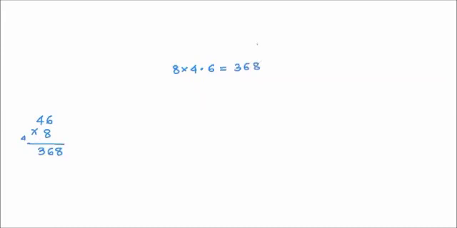Now we will calculate the number of digits after decimal points. Here it is 1 and here it is 0. So 0 plus 1 is 1. So in the answer there should be only one digit after the decimal point, and hence the decimal point is given between 6 and 8. Answer is 36.8. Let's solve another one.